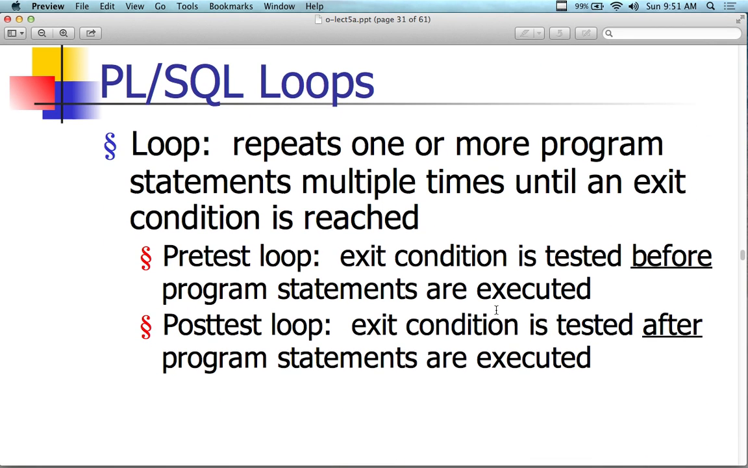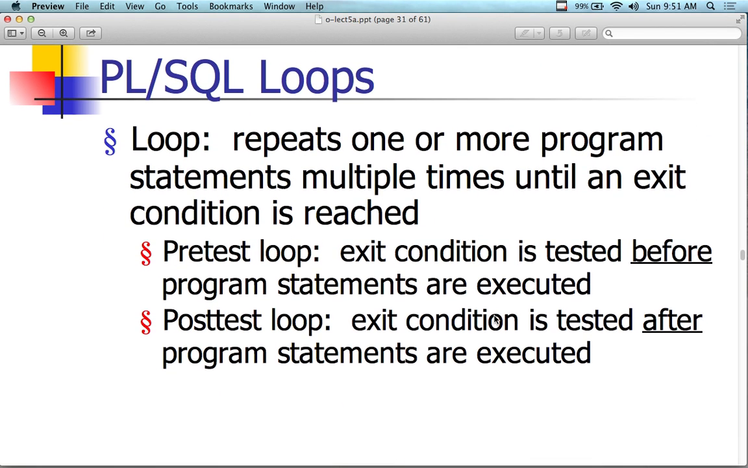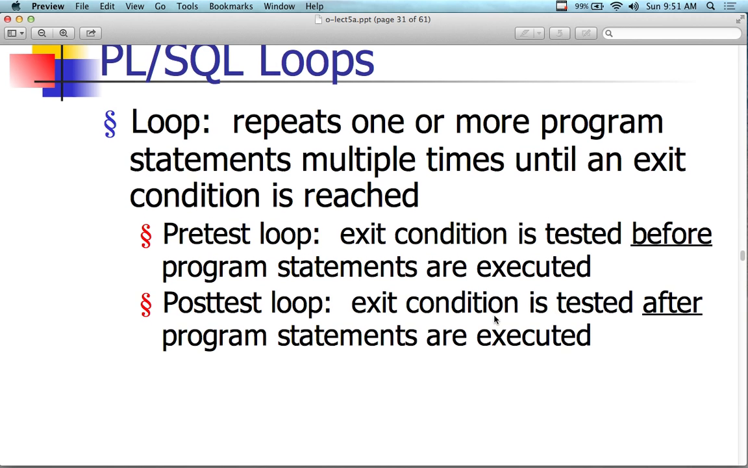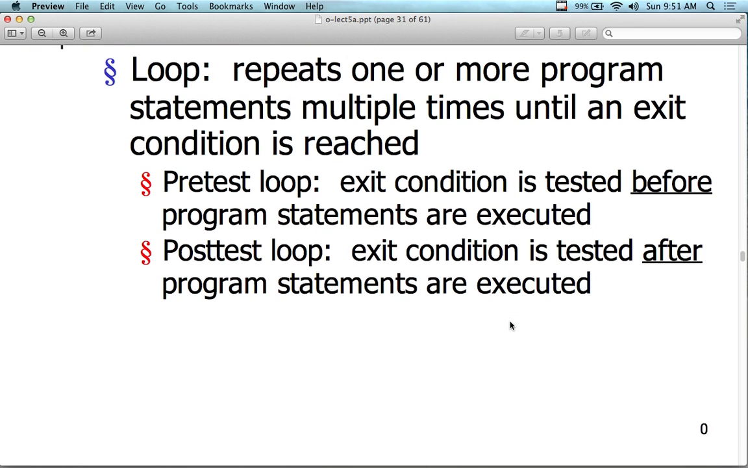Loops. A loop repeats one or more program statements multiple times until the exit condition is reached. So we have a pretest loop and a post-test loop. In the pretest, the exit condition is tested before the program statements are executed, and in the post-test, the exit condition is tested after the program statements are executed. It's kind of like the do and the do-while. Do something, then you're going to have a post-test. While something exists, well, that's a pretest. And then while something, do something.